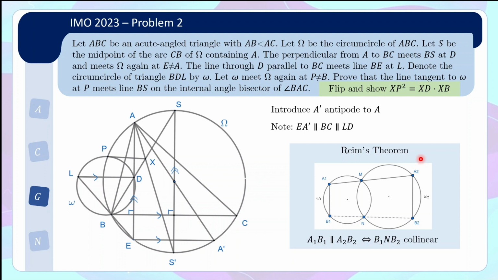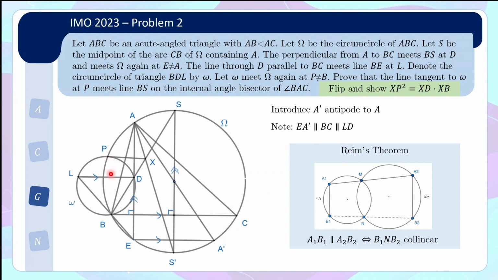But essentially, to recap what the statement says, if you have two circles that intersect at M and N, and we have a line passing through M, intersecting the first circle at A1 and the second circle at A2, and if B1 is a point on the first circle and B2 is a point on the second circle, then A1B1 is parallel to A2B2 if and only if B1 and B2 are collinear. So if you're unfamiliar with this theorem, do feel free to Google it, it's quite useful. But let's apply it in our context here.